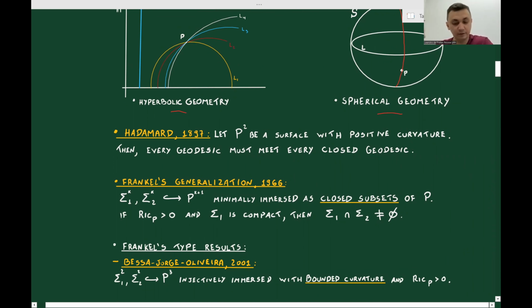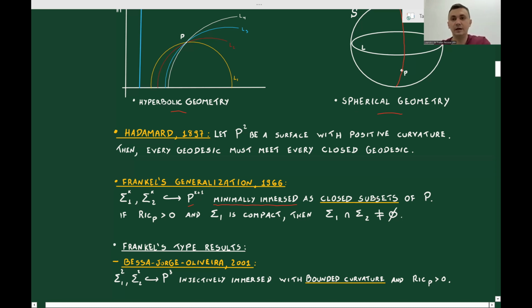It's a very classical and very beautiful result, which was the inspiration for Frankel. And Frankel, in the 60s, proved a kind of extension of Hadamard's theorem. Instead of considering just geodesics, he generalized this to minimal surfaces, or in this case, actually, we can consider hypersurfaces in any dimension. So he considered minimally immersed hypersurfaces in a complete manifold, and he asked that these minimal surfaces be embedded as closed subsets.